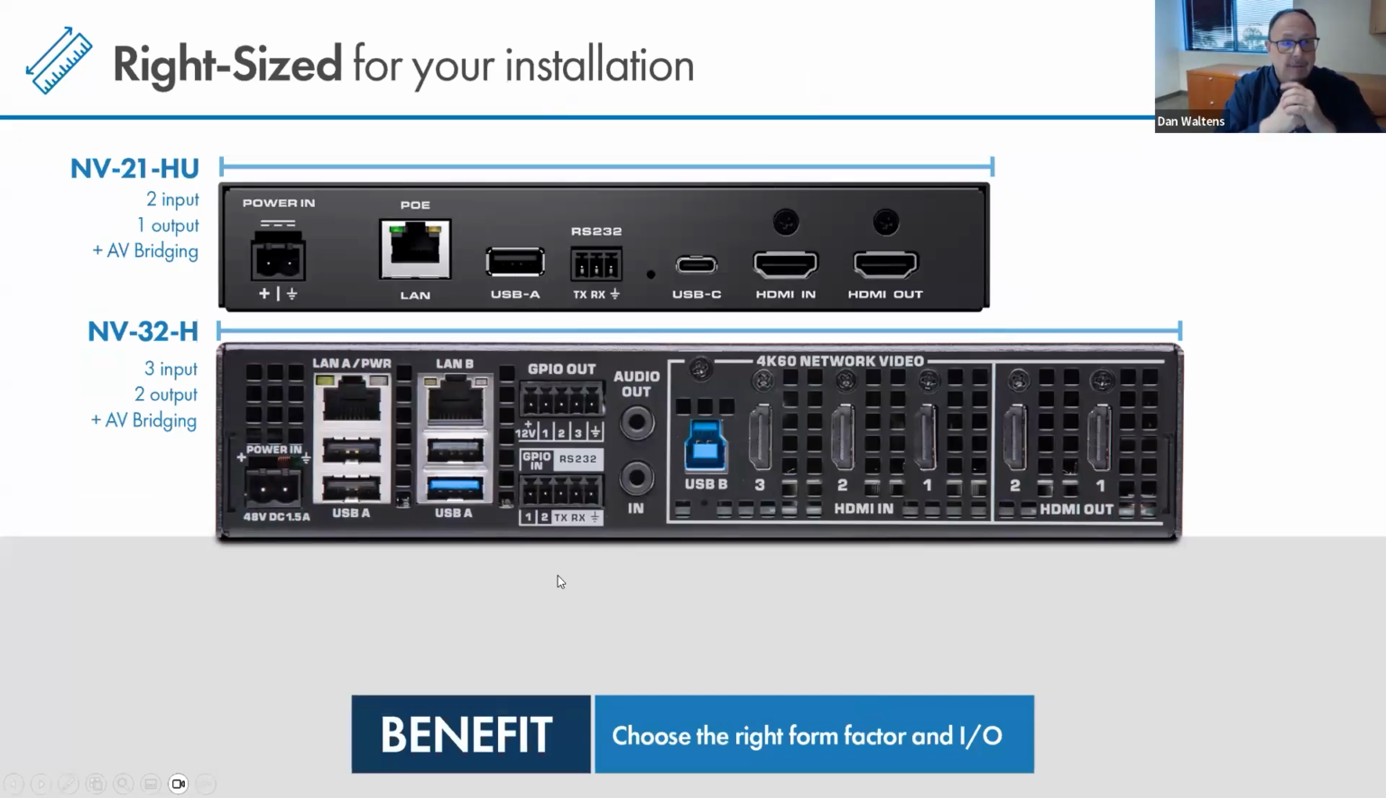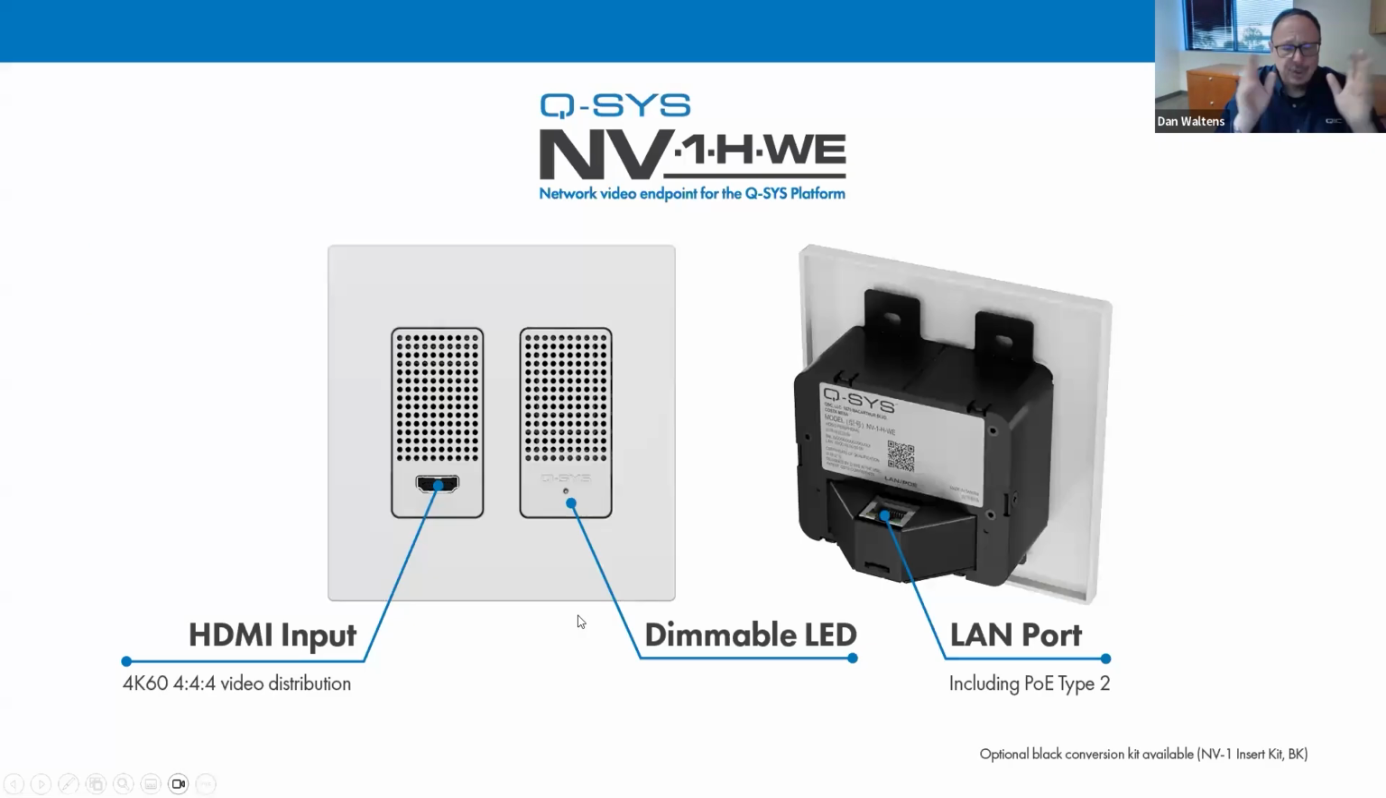So, like we said, right size for your installation, not just physically is it a little bit smaller, but the I/O and the bridging there. So you can kind of see 2 inputs, 1 output, plus AV bridging. Same thing on the NV32H as well. Choose your right form factor and your I/O.